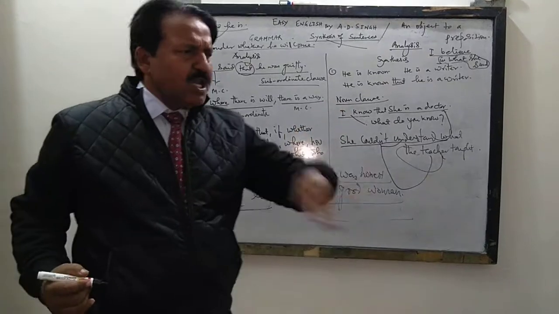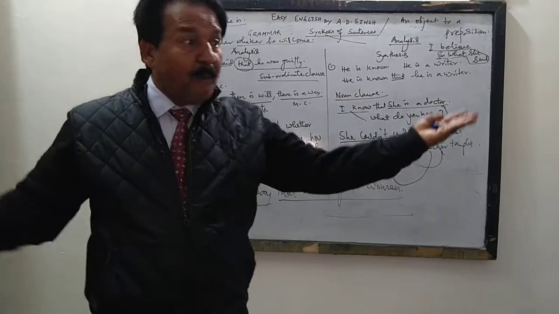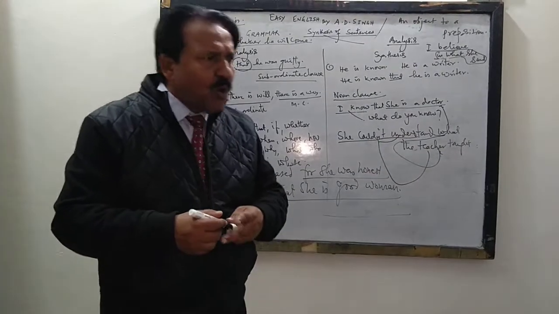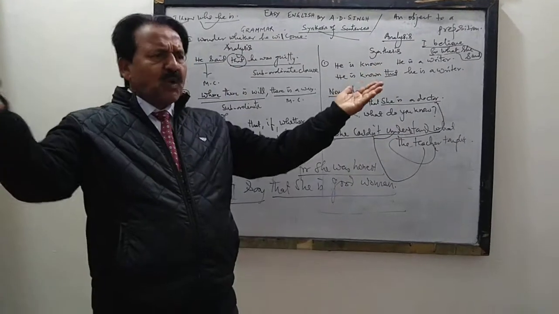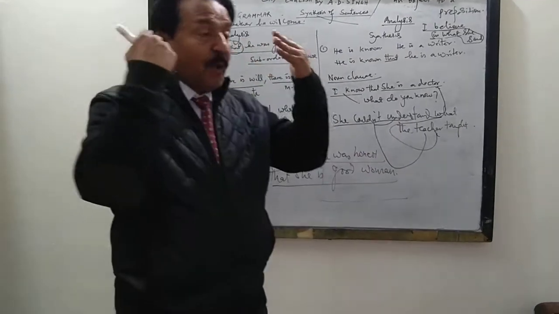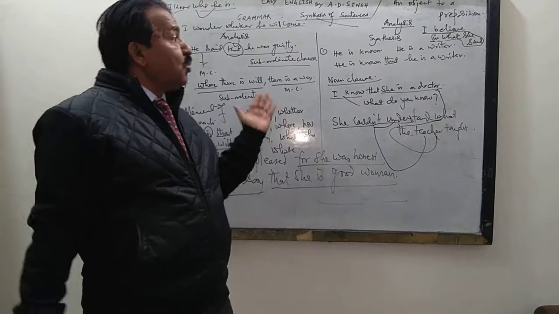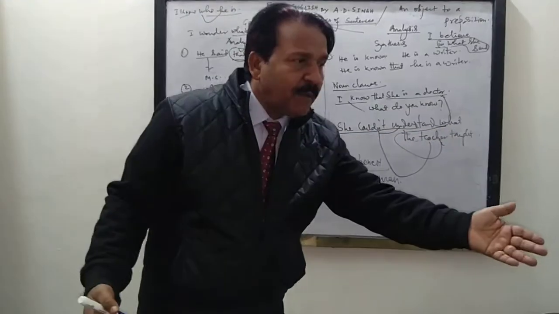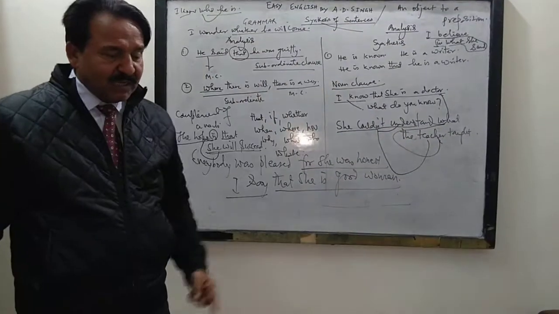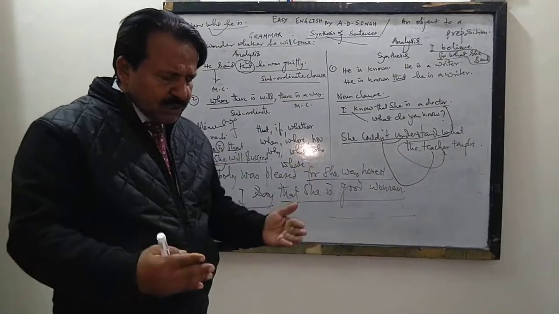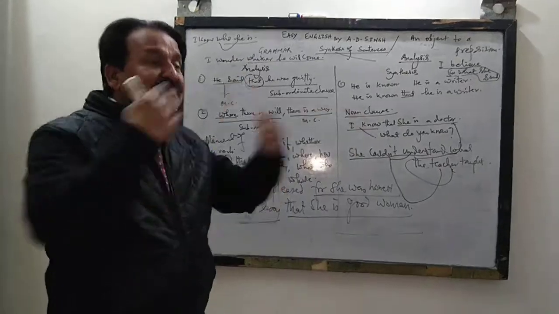So like that: a noun clause can be an object to a transitive verb, a noun clause can be an object to a preposition, and a noun clause can be a complement to a verb. Then take another example. Ask, sir, what is that? A noun clause can be the subject of a verb.